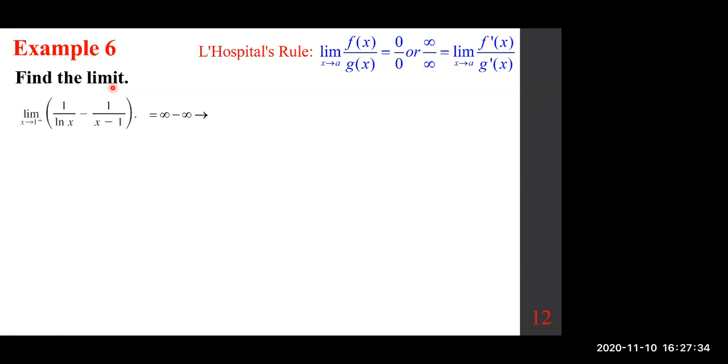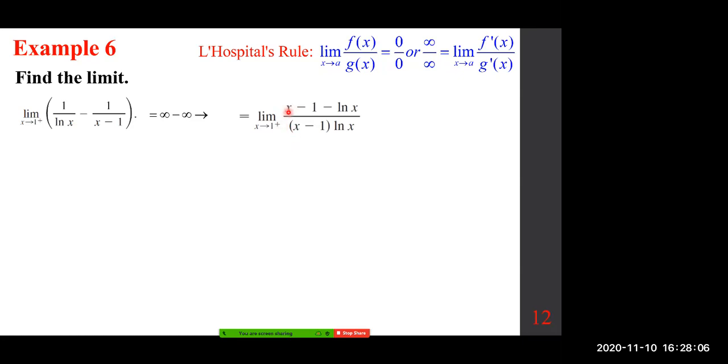And taking a common denominator means ln x times x minus 1 is a common denominator. 1 times x minus 1 minus 1 times ln x over the common denominator. So again, when you plug in, you get infinity minus infinity, and now you are going to take a common denominator. That I hope is not a problem. Okay. So what comes next? Let's plug in.